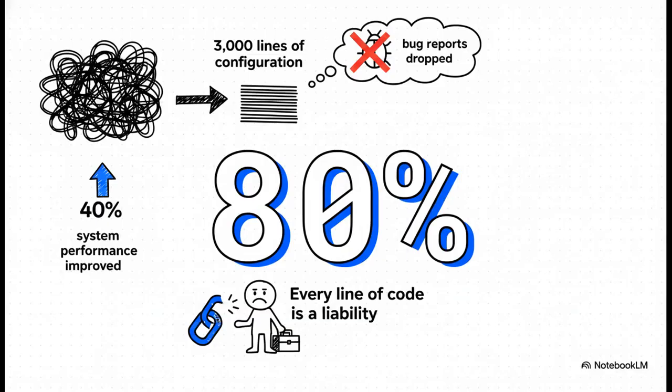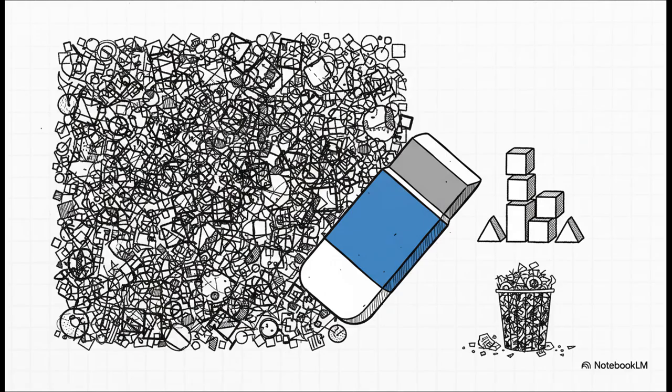The practical impact of this mindset is staggering. In one documented real-world case, engineers took a bloated 3,000-line configuration system and reduced it down to just 200 lines of simple, highly focused code. The result? Bug reports dropped by a massive 80%, and system performance improved by 40%. Every single line of code is a liability that you have to maintain, monitor, and eventually debug. You really have to develop an instinct for strategic deletion.